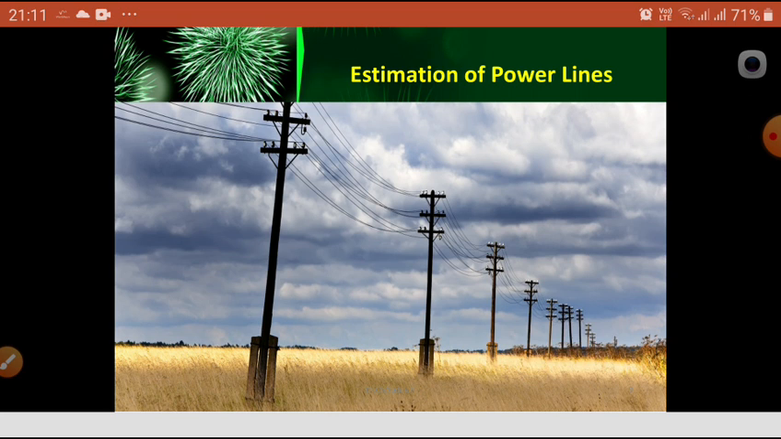So this distance between two side by side poles is known as span. Sometimes it is 80 meters, sometimes 70 meters, sometimes 100 meters, sometimes 110 meters also they can use. Based on the span, the distance between the poles, we are going to calculate the number of poles.